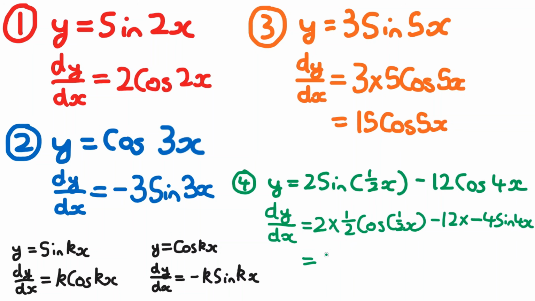2 times a half is just equal to 1, so it's cos of half x, and then this is going to be minus 12 times minus 4 is plus 48, and then it's sin of 4x. So dy over dx is equal to cos of half x plus 48 sin of 4x.